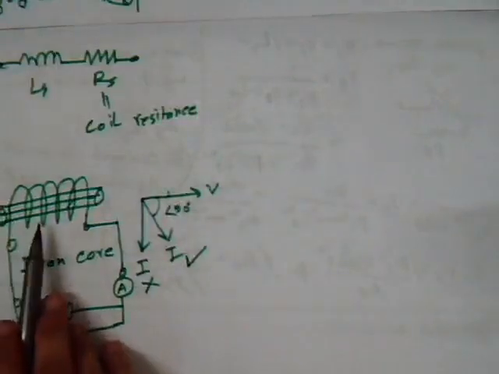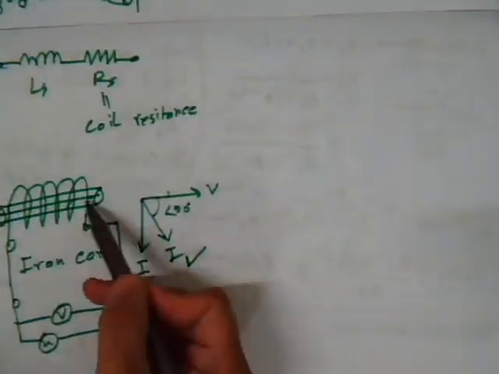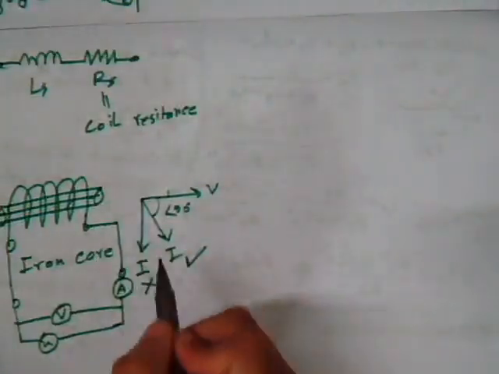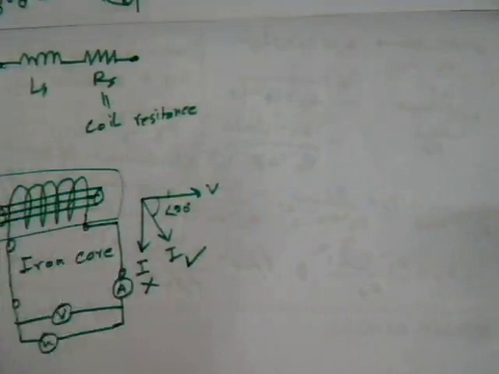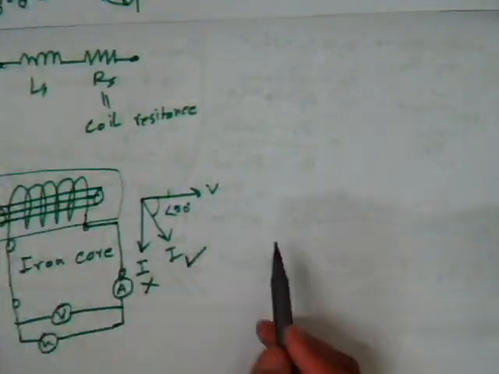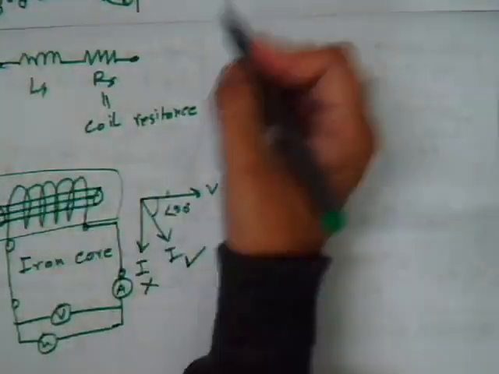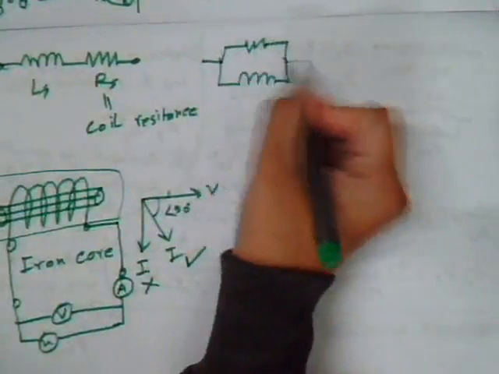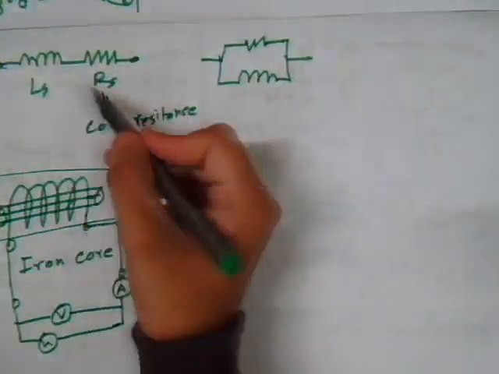And this consumption is not due to the I square R loss, because we are assuming this is made of superconducting material hypothetically. But still we can make an equivalent RL model of this circuit, and that can be either this series circuit or the parallel circuit we have. Both of them ensure that the voltage and current are not at 90 degrees.